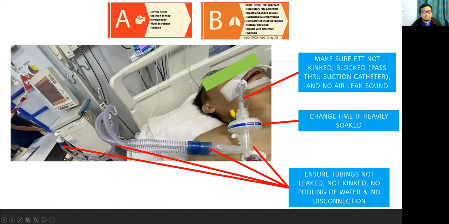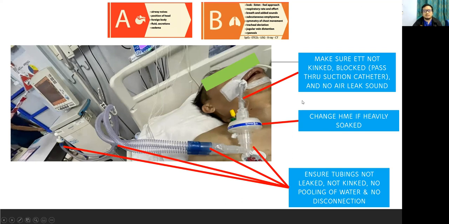And then you can go through the tube from the ventilator, check all the parts of the tube, and make sure there is no leaking of air, no excessive water inside the tubing, and no kinking of the tubing or compression by something else. And then you have to check all the connections and all the holes, whether they are properly sealed or closed, and that there is no leak. Change the HME if heavily soaked. Make sure the ETT is not kinked or blocked, pass through a suction catheter, and there is no air leak sound.